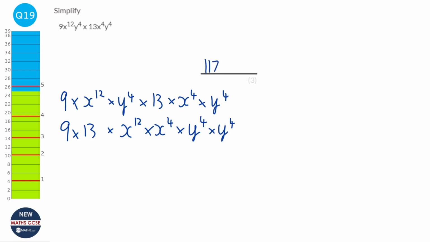Then we've got x to the power of 12 times x to the power of 4. Now we know when we multiply two powers of the same base, and the base is x on both of those, we just add the powers. So it's 12 plus 4, which is 16. So it'd be x to the power of 16, and then y to the power of 4 times y to the power of 4, we just add them together, so it's y to the power of 8.